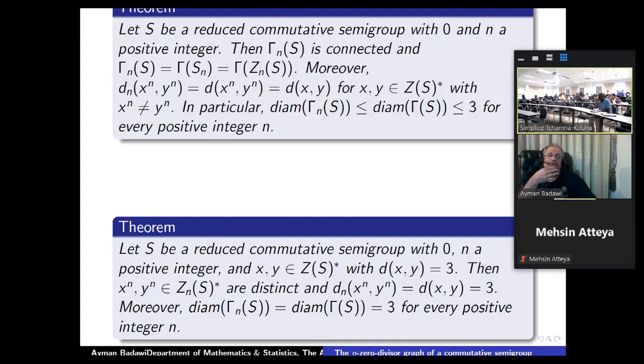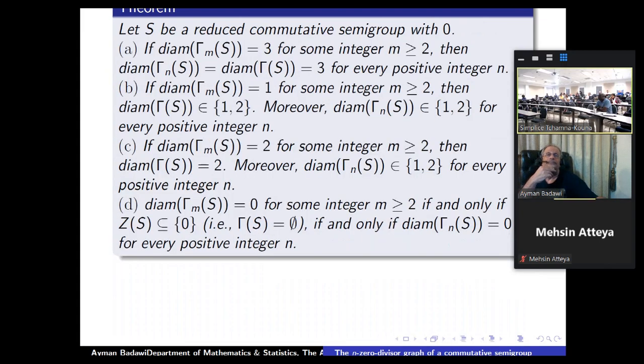Here, you're going to see this is not always true. In fact, we have examples, but this is assuming that you have at least two vertices where the distance between them is 3, and I'm measuring the distance here in the classical zero-divisor graph. So if I go to the N-zero-divisor graph, the diameter stays 3.